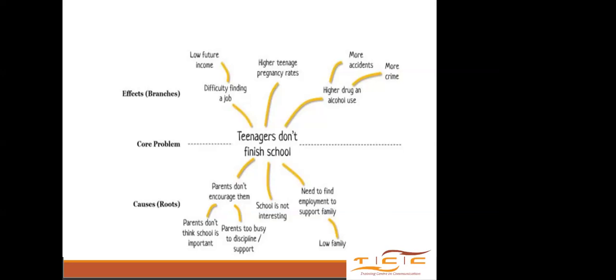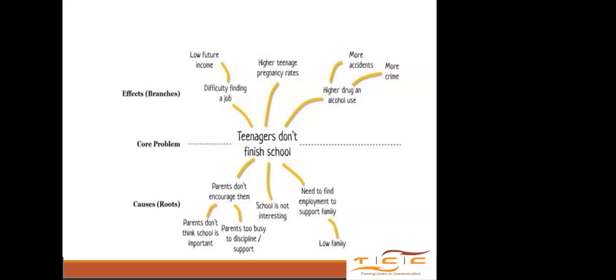Like the school is not interesting to them. Why is school not interesting to them? Then you find why school is not interesting. Then branch out until you get to a point where you cannot branch out anymore. Then stop there. There's need for them to find employment to support their families. Why do they need to find other means to support their family? Is it because of poverty, for example? What is causing poverty? So try to link that.